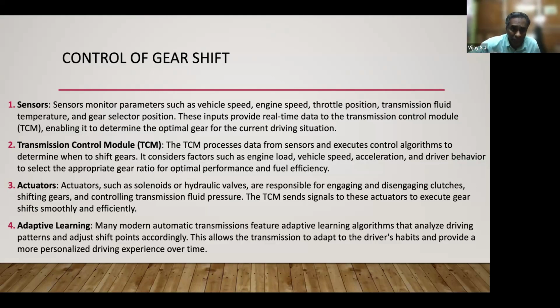But if you have adaptive learning systems, it will understand that when the driver is trying to press hard, it means he's trying to accelerate the vehicle. When you want to move fast, that is acceleration. You don't want speed; initially you need heavy torque, and that torque will propel the vehicle a little faster.